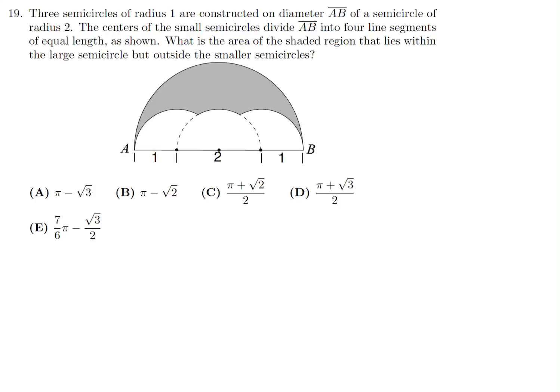3 semicircles of radius 1 are constructed on diameter AB of a semicircle of radius 2. The centers of the small semicircles divide AB into 4 line segments of equal length as shown. What is the area of the shaded region that lies within the large semicircle but outside the smaller semicircles?